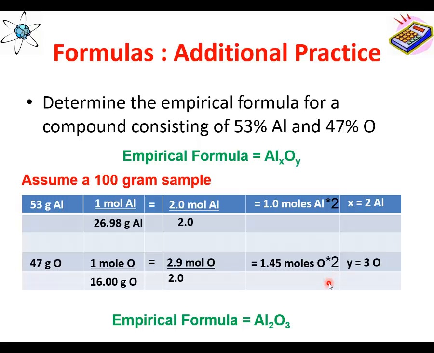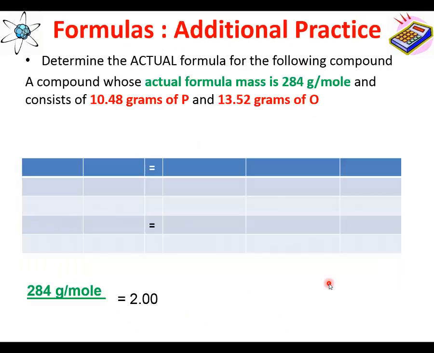Let's consider a case where we have a molar mass for the actual compound given, and maybe we're not given mass percents. So here we're told that we have a compound that contains phosphorus and oxygen that has a molar mass of 284 grams per mole, and we're told that we have a sample that contains 10.48 grams of phosphorus and 13.52 grams of oxygen. Now I certainly could add these up to get my overall sample size and calculate mass percents, but that's not what I have to do in this case.